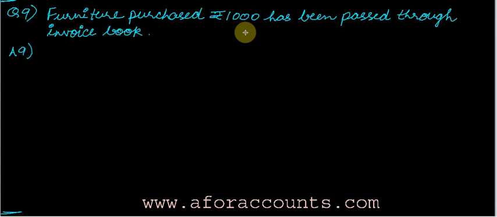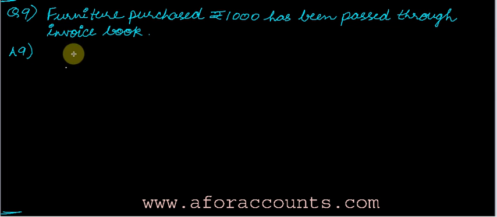Question number 9. Furniture purchased for rupees 1000 has been passed through invoice book. What do you mean by passed through invoice book? It means that I have recorded it as my purchase. But should it be purchase? No, it is an asset coming into the business. So the entry should have been furniture to cash and not purchase to cash.